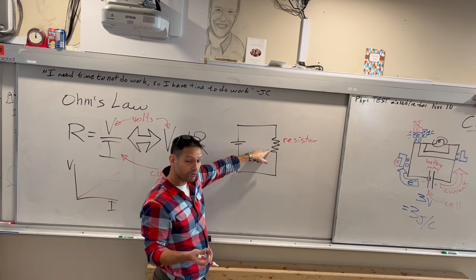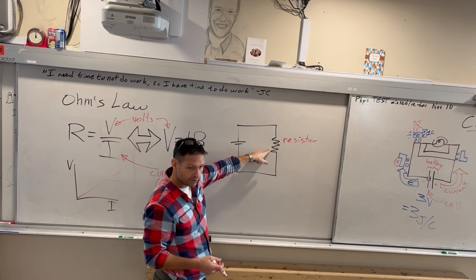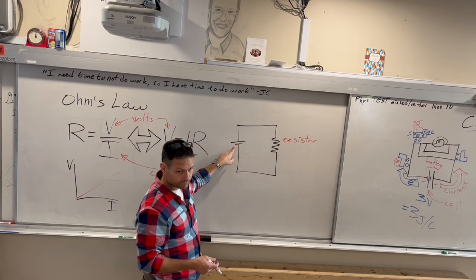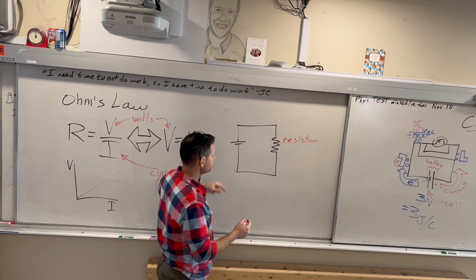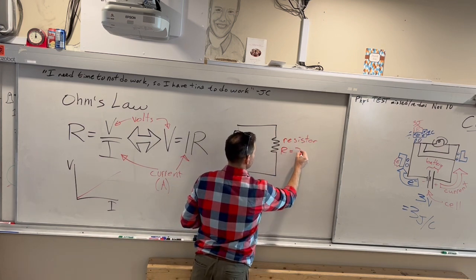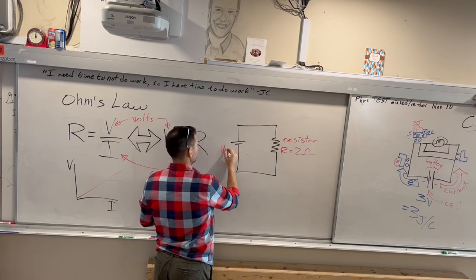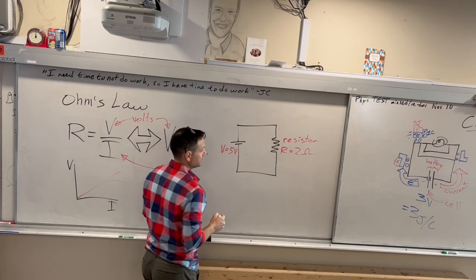So it's like a road, right? The road's not changing, in most cases. And this is the pressure. So this is the voltage, right? So maybe your R equals 2 ohms and maybe your voltage equals 5 volts, let's say, right?